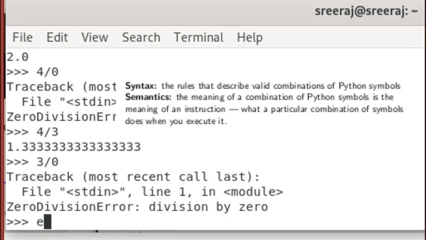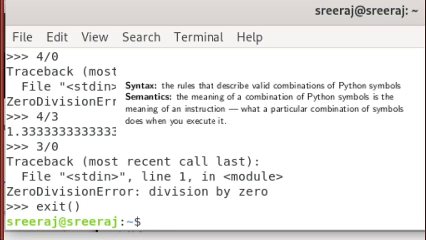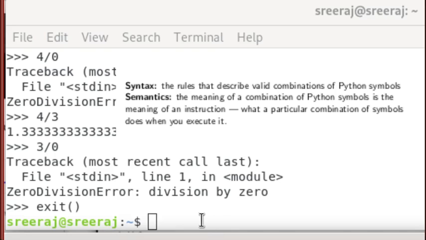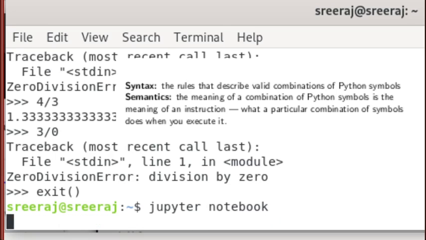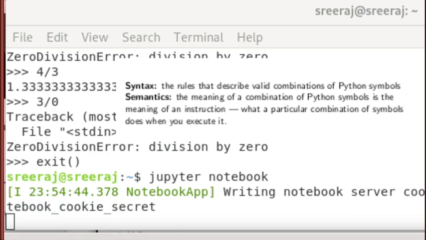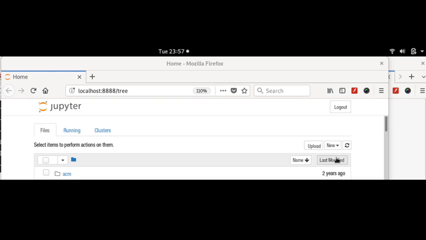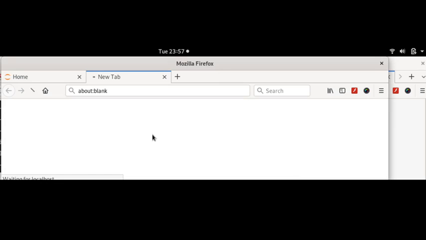Now we exit from this Python and go to the terminal and type Jupyter Notebook for executing the Python program. So we are going to create a new Jupyter Notebook.